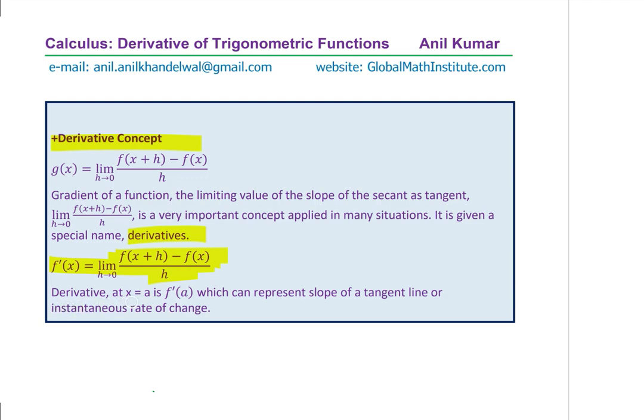So derivative at x equals a is f prime of a. Replace x with a, correct? Which can represent the slope of the tangent line or the instantaneous rate of change. Perfect. So I hope you recall this.